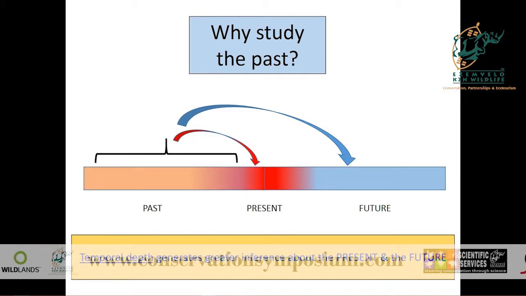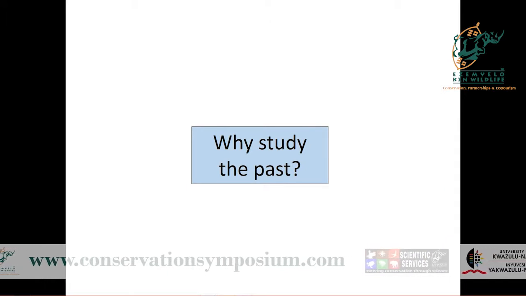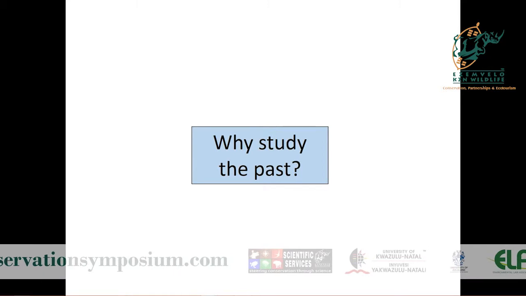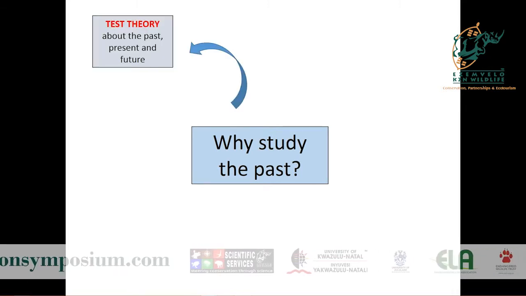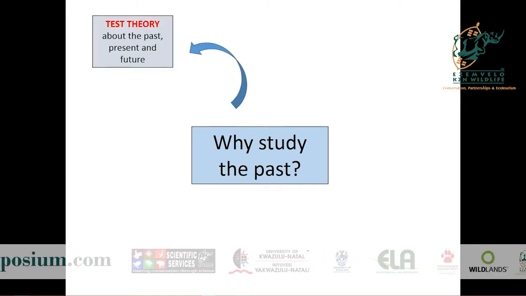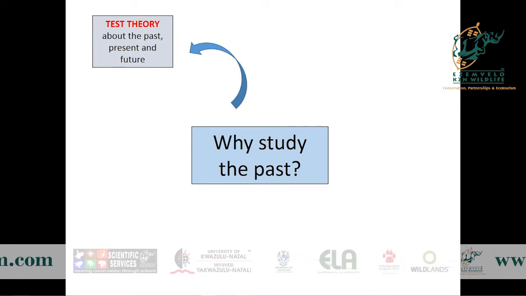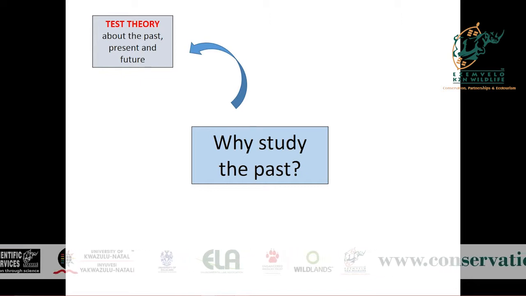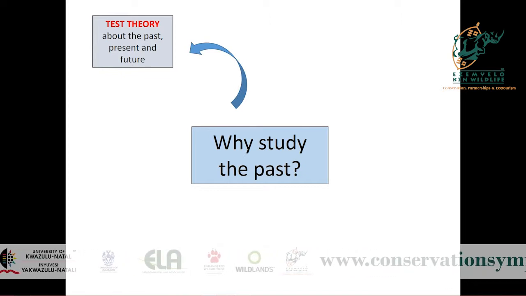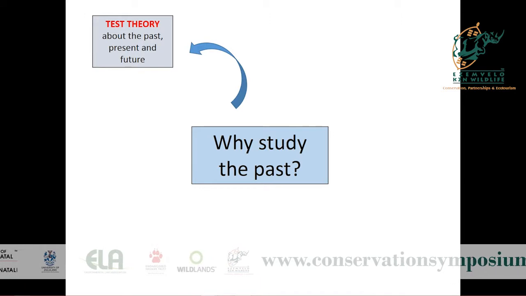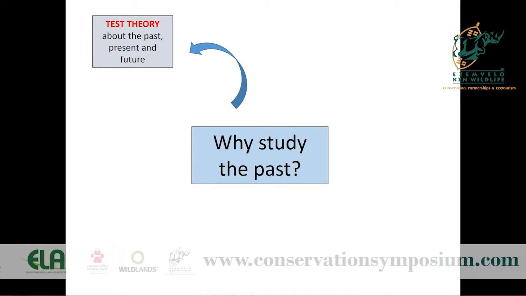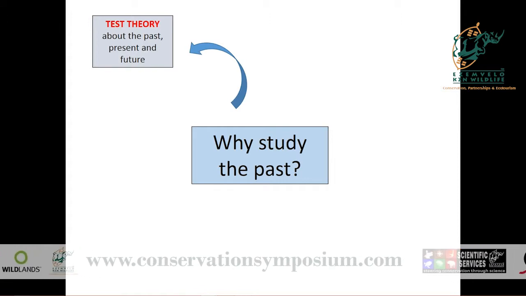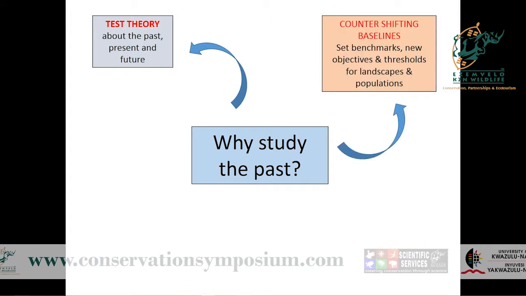That's the overarching sort of reason or aim, but there are sort of lower level reasons as well. So first of all, we can study the past to test theory. Many people have written about how South Africa or anywhere in the world has changed in the past. They've got theories about this. And in the climate change community also, there are many ideas about how the future is likely to change. And we can use some of the tools and techniques that I'm suggesting to test some of this theory.